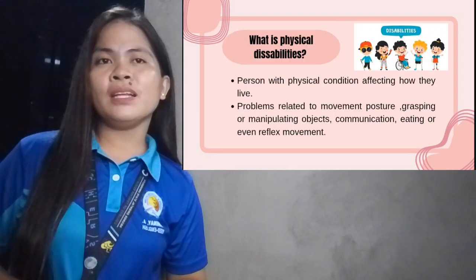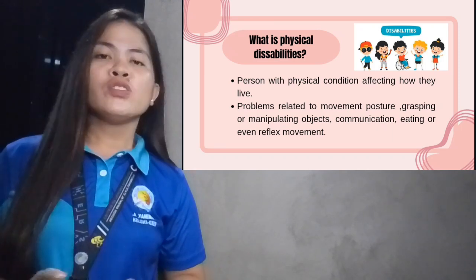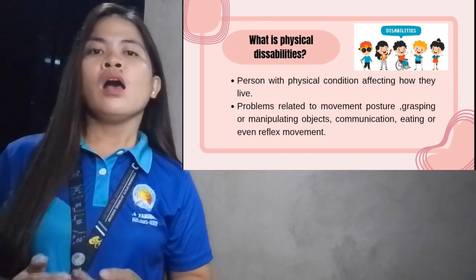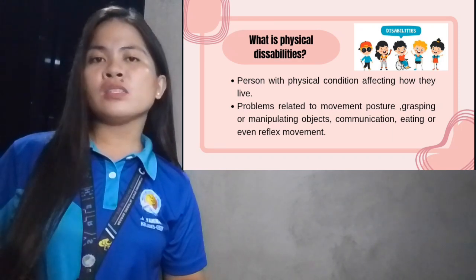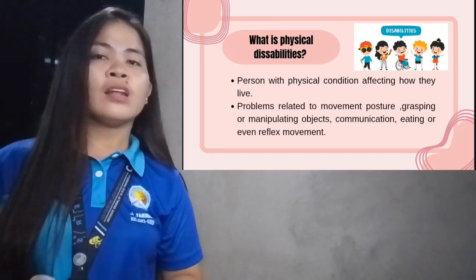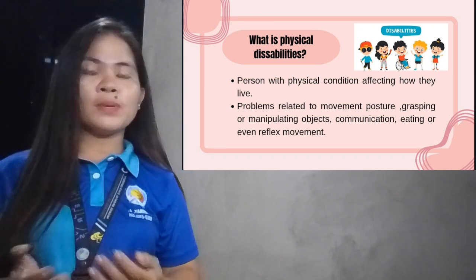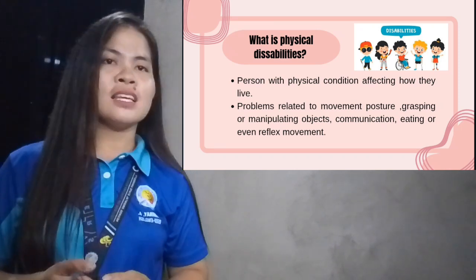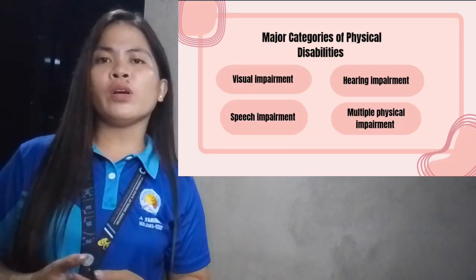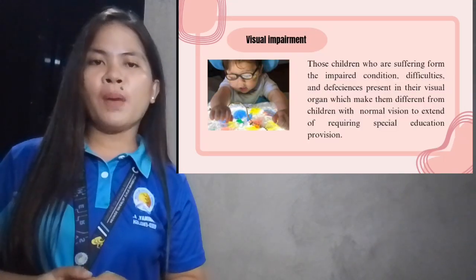What are physical disabilities? These are persons with a physical condition affecting how they live their life. Students or persons that have physical disabilities may have problems related to movement, postures, grasping or manipulating objects, communication, eating, or even reflex movement. As we all know, the initial barrier experienced by children with physical disabilities is physically accessing the world of learning or education. So let's now explore the four major categories of physical disabilities, starting with visual impairment.